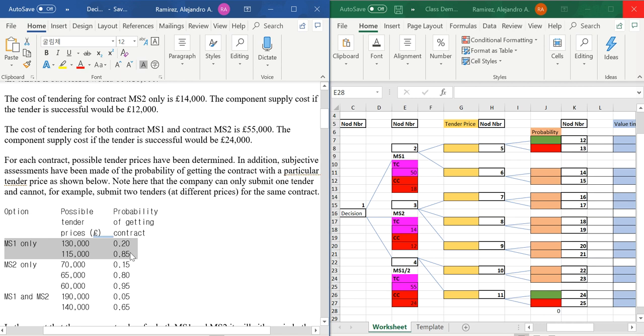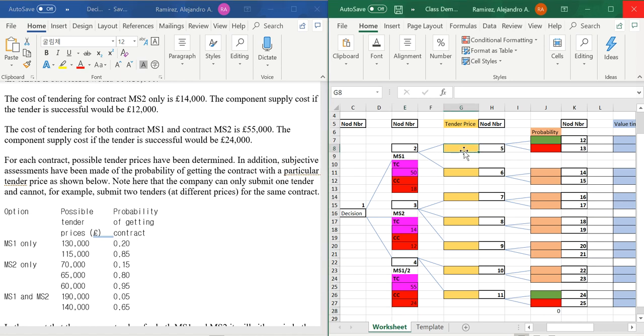Where do I get this number from? You might say, Professor, where did you calculate that? No, I didn't calculate it. It's already established by the company. They have already done previous projects, they are very experienced, and they already know what the likelihood of it happening is.